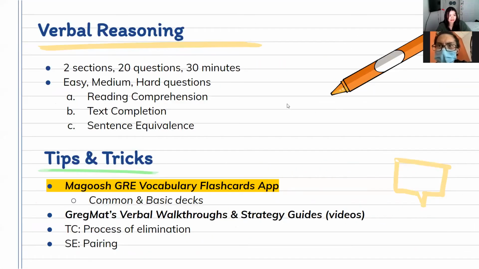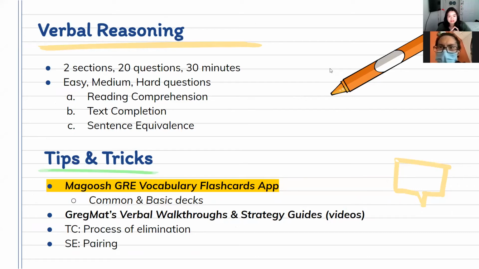And then next up, we have the verbal part, AKA the English part. So you're gonna have 2 sections that are graded, or that count for your tests, 20 questions and 30 minutes each. And then, like I said earlier, there's always going to be questions of varying difficulty. Also, the GRE is a little weird in that it's like an adaptive test.